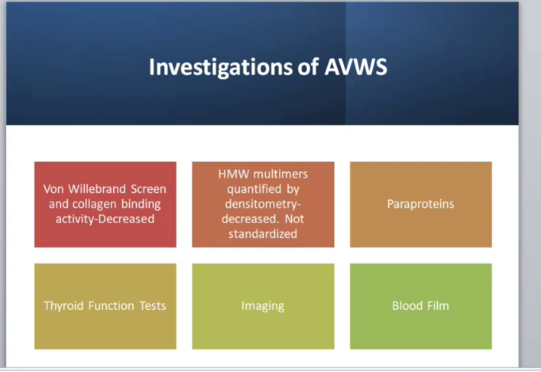Multimer studies. Then for the secondary causes, the cause of acquired von Willebrand, you can do paraprotein, you can do thyroid function test, you can see blood film for any plasmacytoid type cells, or imaging like CT CAP, chest, abdomen, and pelvis, to see if there is any underlying lymphoma or not.